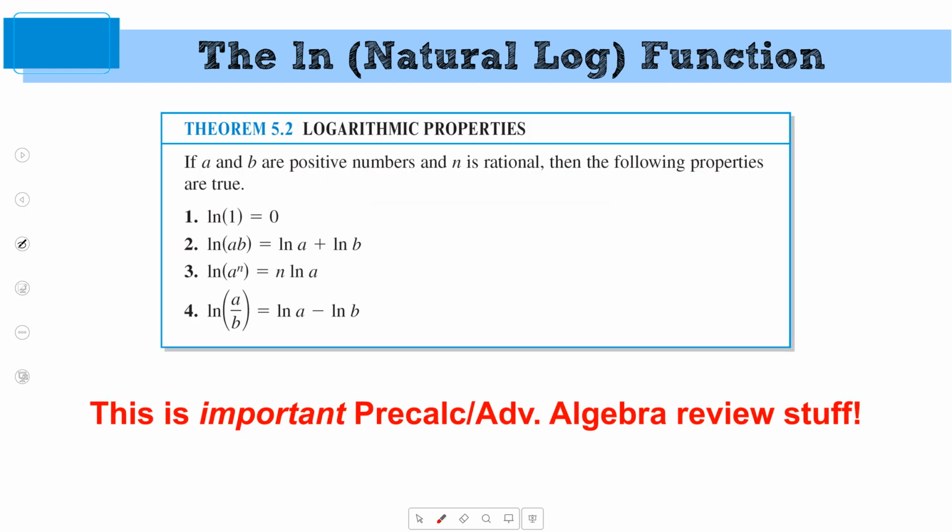Here's some stuff that you need to, this is also review, pre-calc advanced algebra stuff. The natural log of 1 is 0. However, the question I want to know is, why is it 0? Explain, or elaborate. Go from 1 to 1, so there can't be any area under it. Very good.